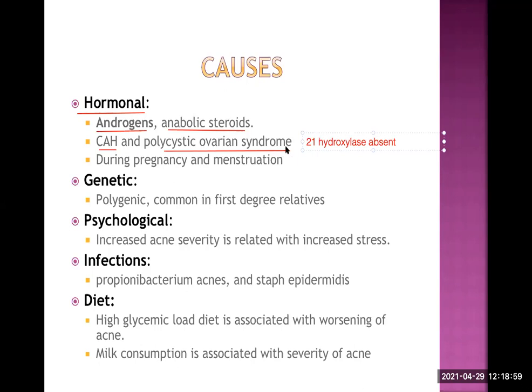In polycystic ovarian syndrome, there are multiple cysts developed in the ovary, and there is increased androgen production. During pregnancy and menstruation also, acne can appear because of a slightly larger amount of androgen hormone. Now, let's move on. Another important cause is genetic. There are multiple genes which are responsible, but it is difficult to find out which are they. It is common in first degree relatives. So it clearly tells us there is a role of genes. So research is still going on there.